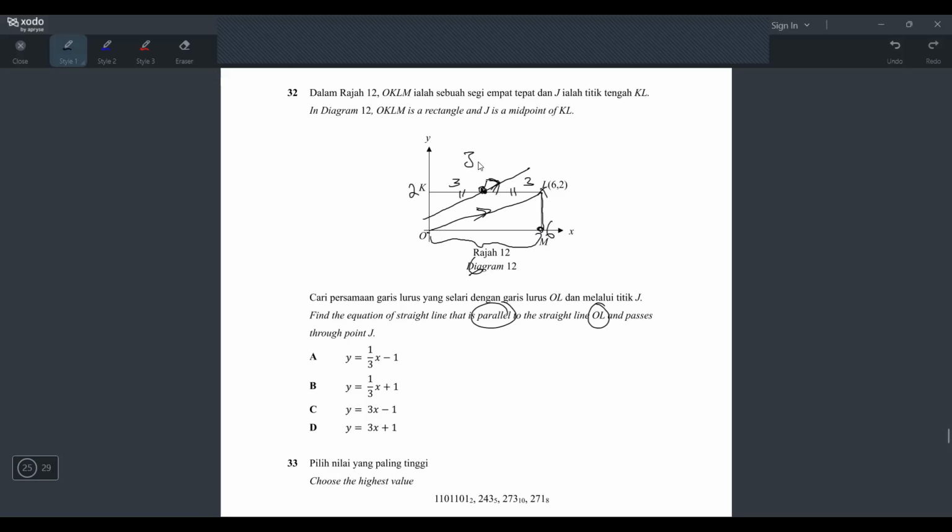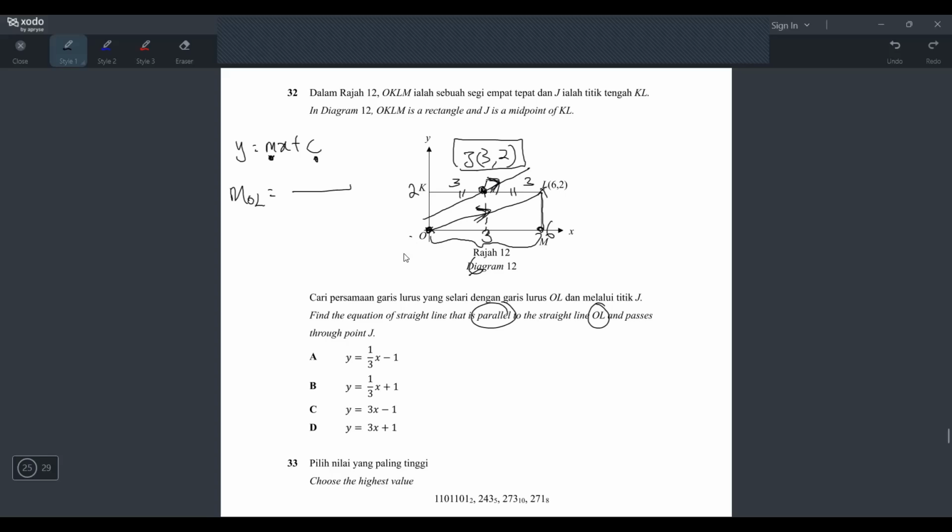So can I find the coordinates of point J? Yes, because the x coordinate will be 3 and the y coordinate will be 2, right? Since here is the origin, 0 to 3, so this is (3, 2). After I get point J, I still need the gradient, because when we find the equation, it has to be y equals mx plus c, right? I need 2 pieces of information, gradient and c. So how to find the gradient? You need 2 coordinates, right? Do we have 2 coordinates on this line? Don't have. But it's okay because this line and this line are parallel. So I can find the gradient of OL and borrow the gradient of OL. Alright, so do I have 2 coordinates on OL? Yes.